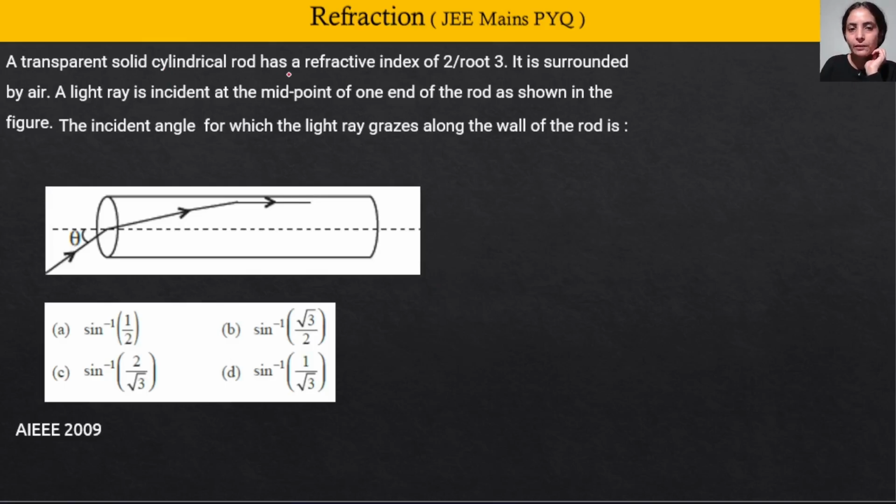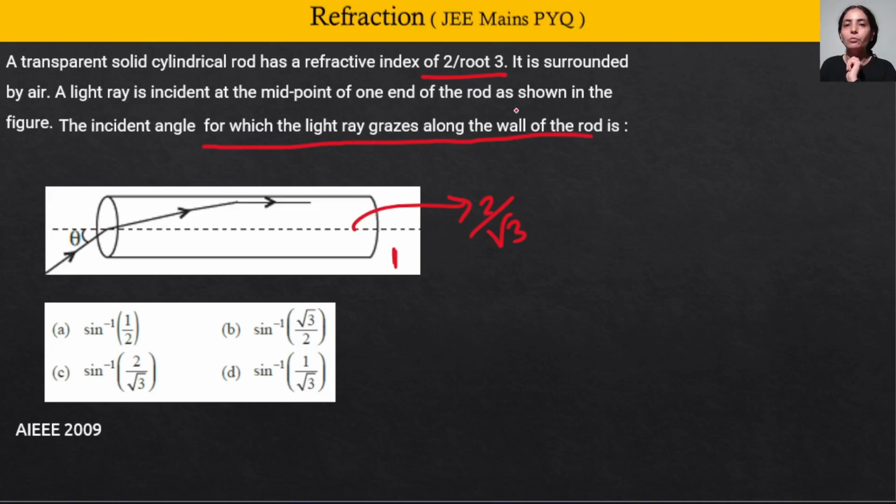A transparent solid cylindrical rod has a refractive index of 2 by root 3. So it has a refractive index of 2 by root 3. It is surrounded by air. So this is 1. A light ray is incident at the midpoint of one end of the rod as shown in figure. Here it is incident. The incident angle for which light grazes along the wall. So हमने इतने सारे questions किए, अब ये तो हमारे लिए कुछ भी नहीं है. We can easily crack it.